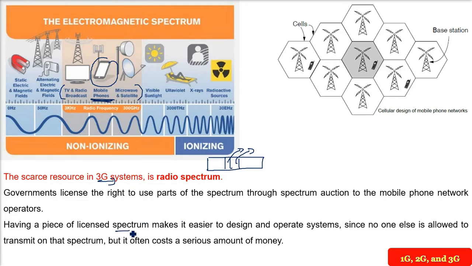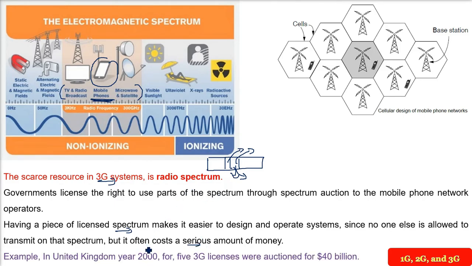So if you have a spectrum part, that is a licensed spectrum, now it becomes very easy to make and design systems according to it. Because if you have purchased that spectrum, that is the frequency range, then you can make your own apparatus, design and operate the systems. But this costs a lot. This costs serious money. Let me take you to 2000. In the United Kingdom, 5 3G licenses were auctioned by the government for $40 billion. I am talking about 2000. We are in 2022.